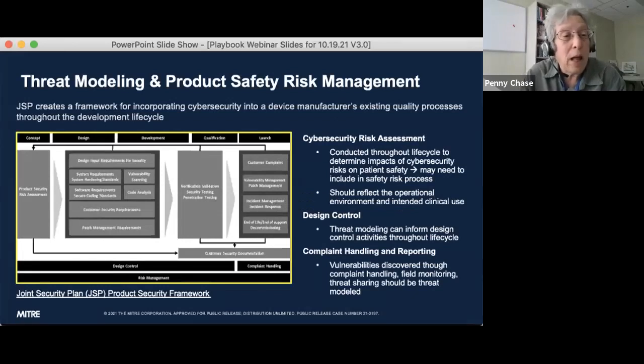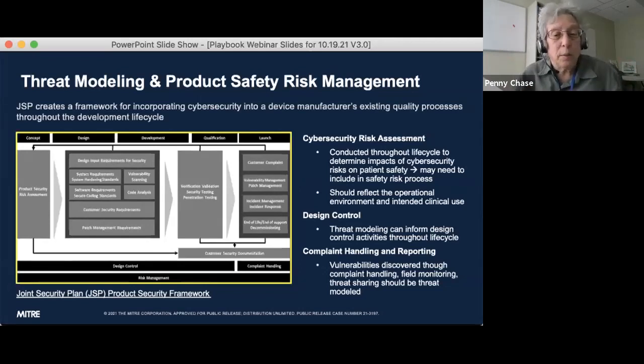So Jessica mentioned the Joint Security Plan, and the JSP creates a framework for how to incorporate cybersecurity into existing quality processes throughout the life cycle. It focuses on 3 elements: cybersecurity risk assessment, which is conducted throughout the life cycle to determine the impacts of cybersecurity risks on patient safety, which may lead to elevating these issues to the safety risk processes that the manufacturer has. The JSP also emphasizes that this risk assessment should reflect the operational environment and intended use case. A device typically is living somewhere in a hospital, a clinic, a patient's home, and the device itself could create problems for that environment. So you need to consider the environment and not just the device itself.